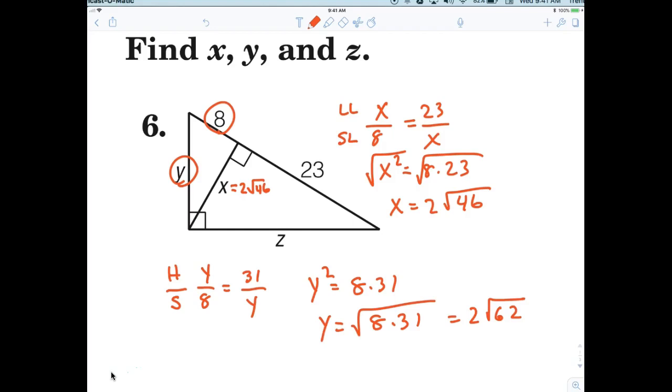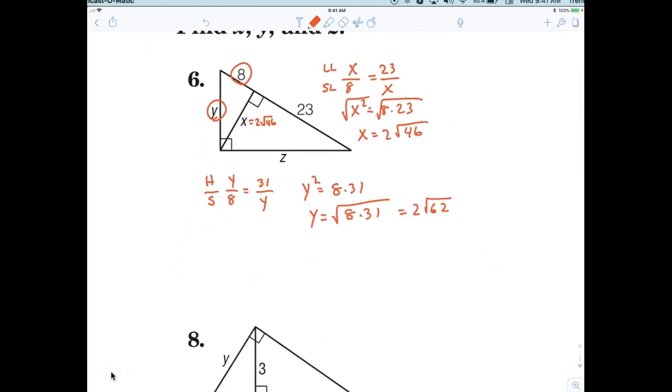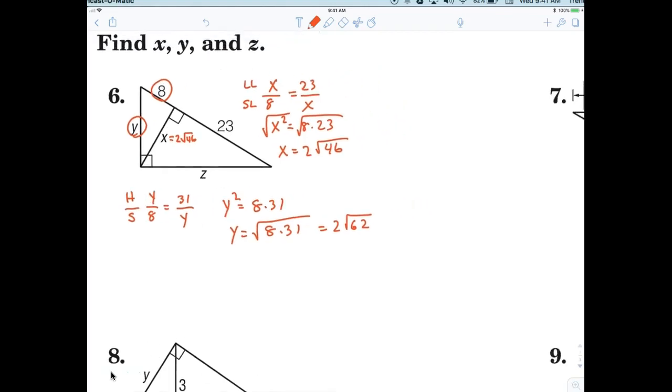It would come out to be the same. It doesn't matter, I promise you. All right? So now we have y. Now I'm going to find what? Z.